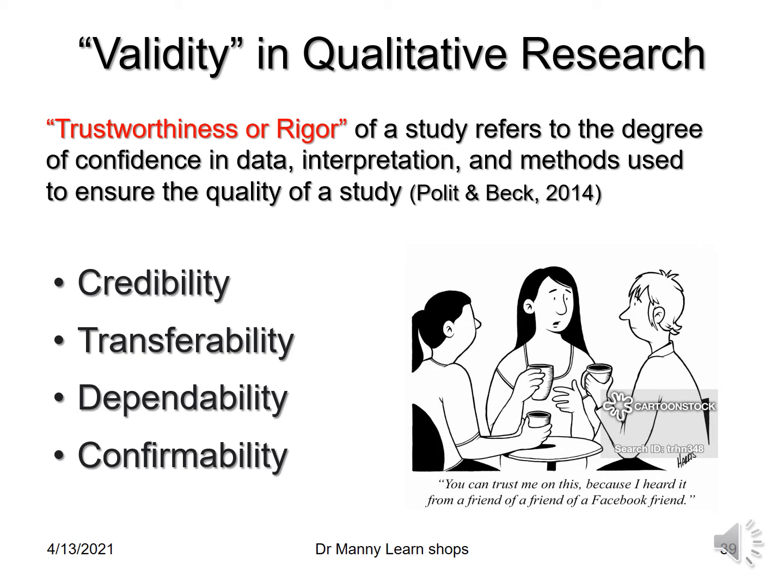And this refers to a study, the degree of confidence in the data, interpretation, methods used to ensure quality of the study. And some words or terms are typically credibility, transferability, dependability, and confirmability. However, believe me, there are many, many others. It depends on the research approach that you take.